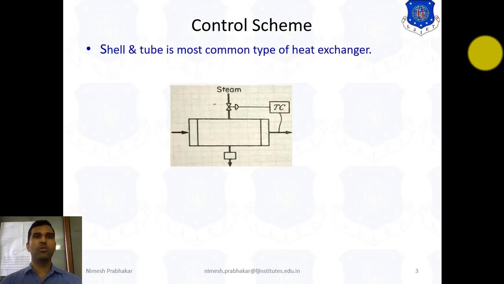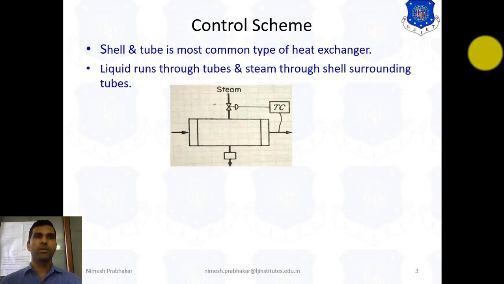We know shell and tube type is the most common type of heat exchanger. Now, liquid runs through the tubes and steam runs through the shell surrounding the tubes. That means in this type of heat exchanger, this is one shell, and in this shell there are a number of tubes. In those tubes the liquid runs, and steam is given to heat the fluid. So this is a very simple type of heat exchanger.